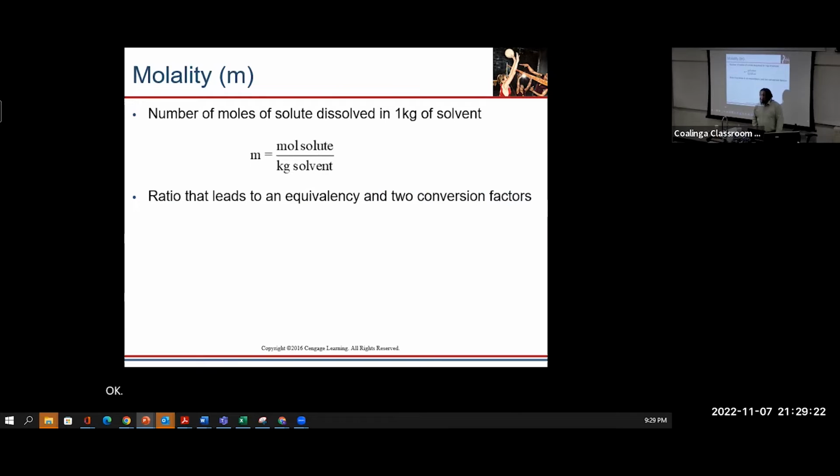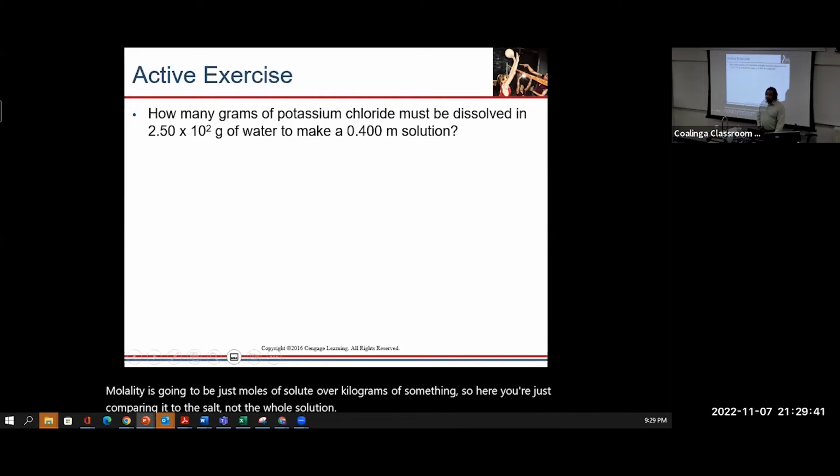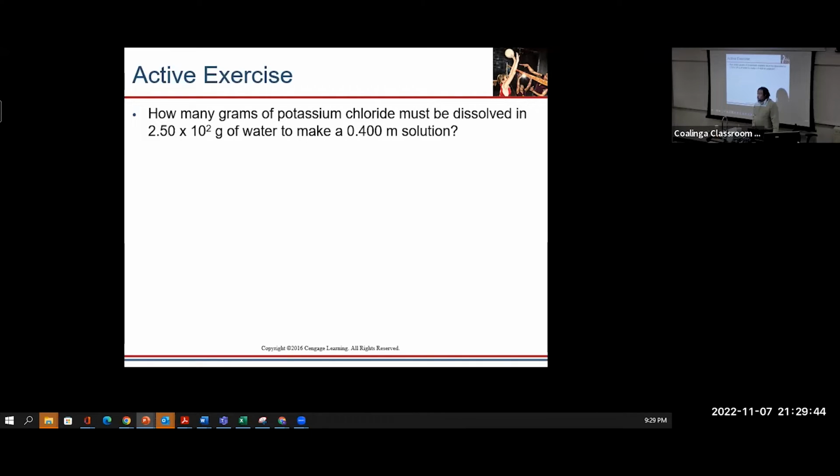Molality is going to be just moles of solute over kilograms of solvent. So here you're comparing to the solvent, not the whole solution. How many grams of potassium chloride must be dissolved in 50 times 10 to the second grams of water to make a 0.400 molality solution?